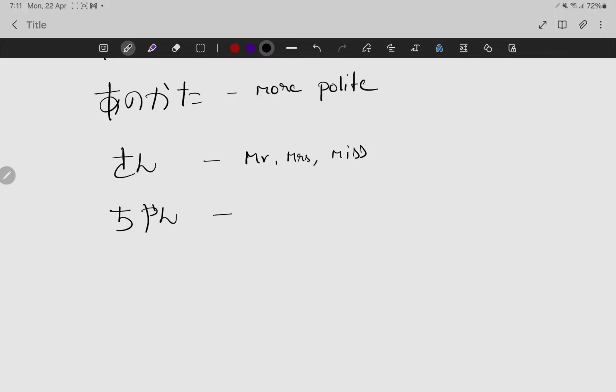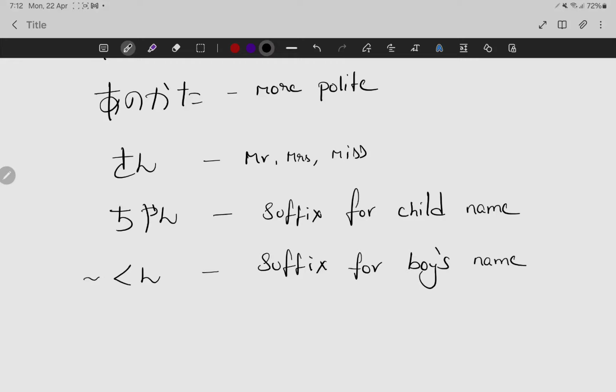Next it is chan, suffix for child name. So kun, suffix for a boy's name.